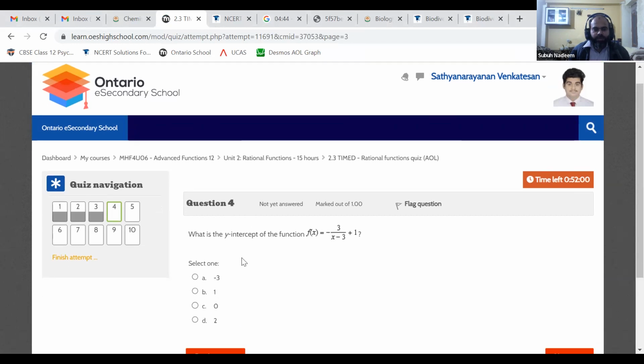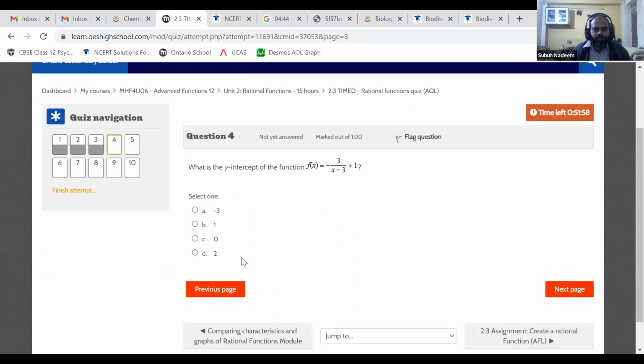What is the y-intercept? So for this one, x will equal 0. Yes. So it'll be 0. Yes.